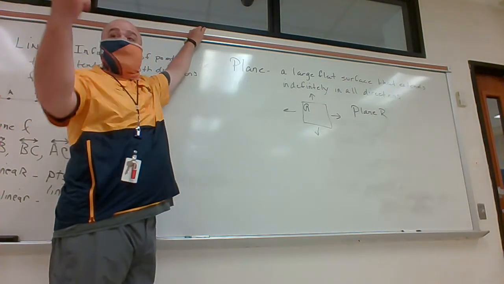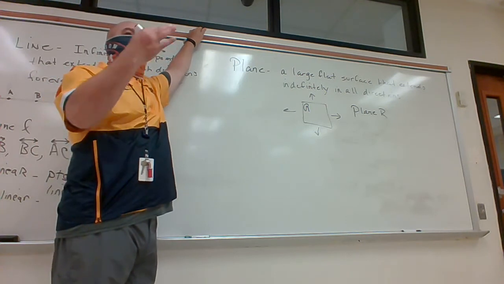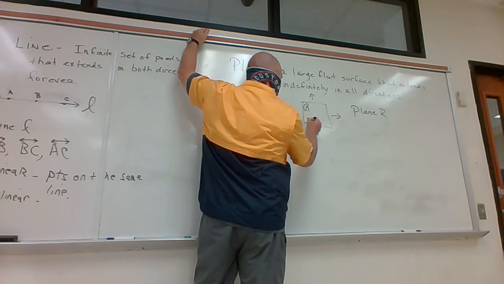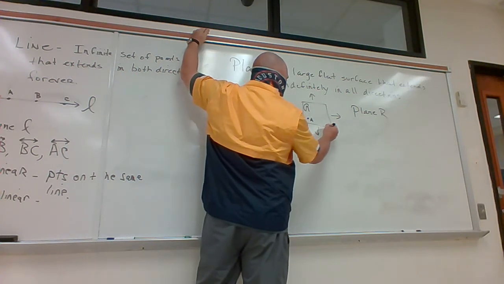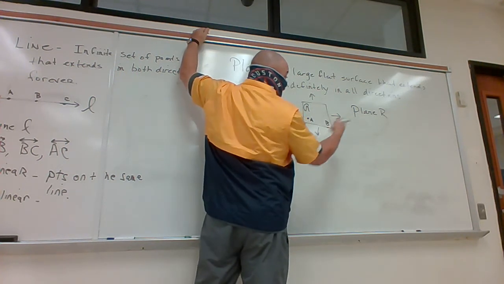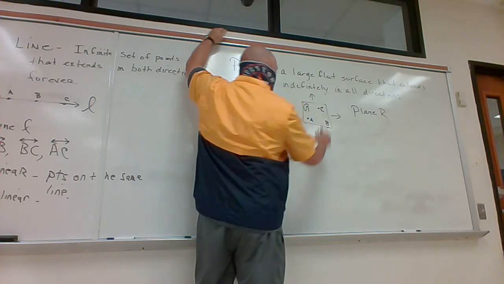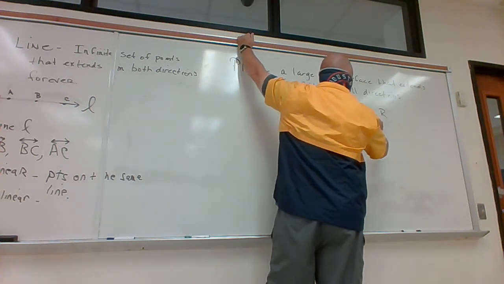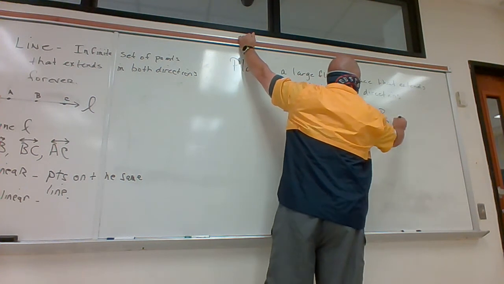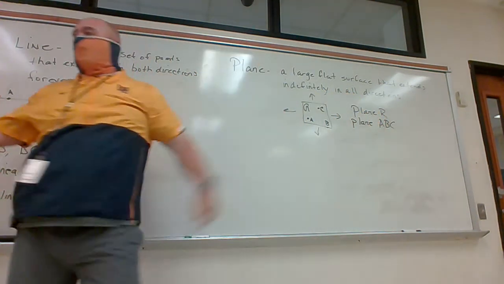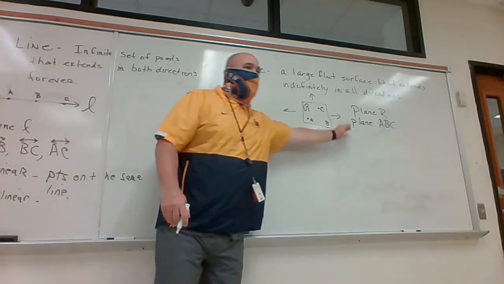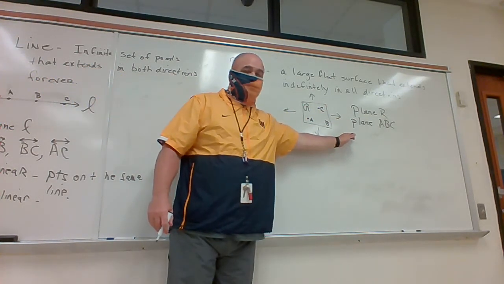All right, second way to name a plane: three points on that plane. So let's say I have point A here, point B here. It's on the line, so it's still on the plane. And point C. I could name that plane ABC. So a line has two points on the line, and a plane has three points on the plane.